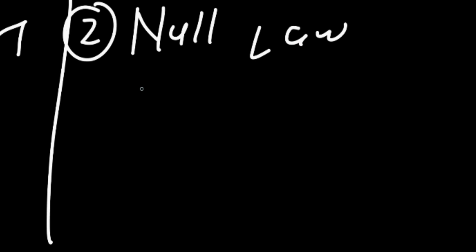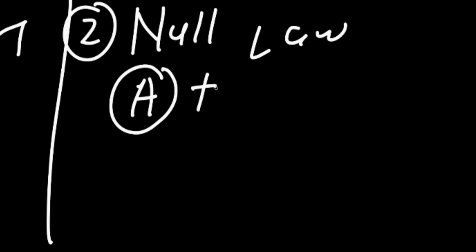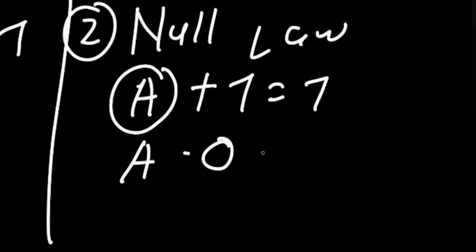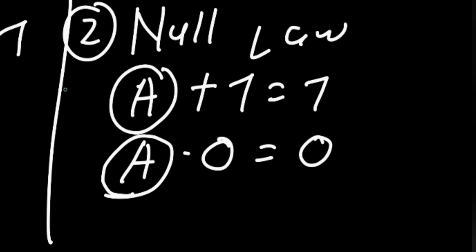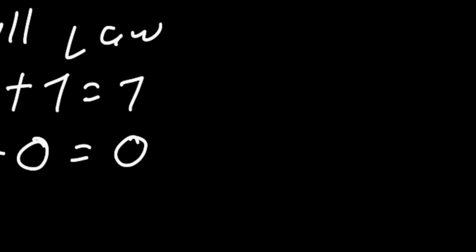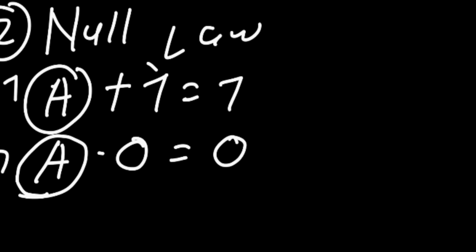The null law tells us the unknown value, or A, doesn't matter. So A plus 1, the answer will be 1. A dot 0, the answer will be 0. It doesn't matter what the value of A is, whether A is 0 or 1. The answer will depend on this 1 and 0.